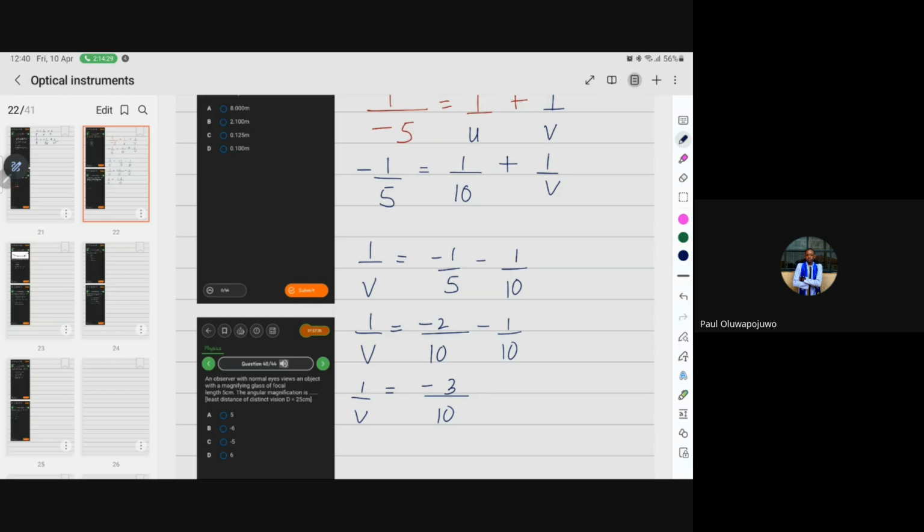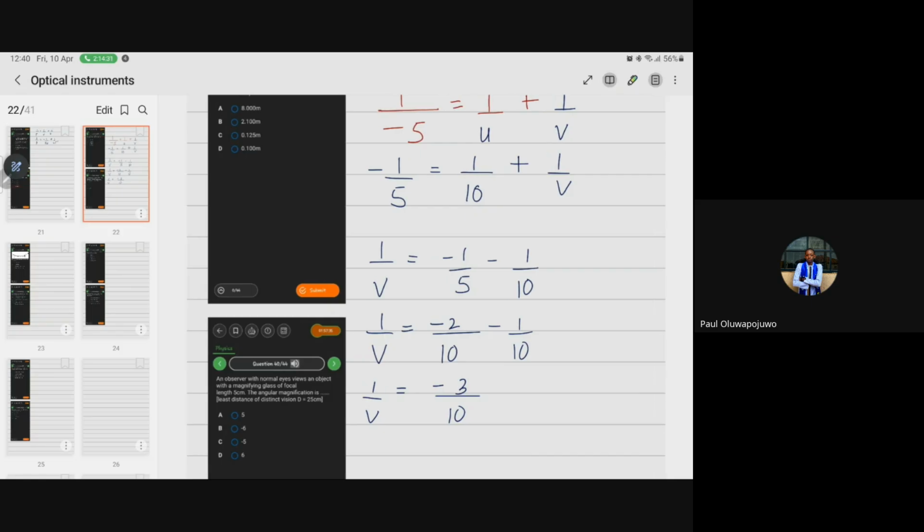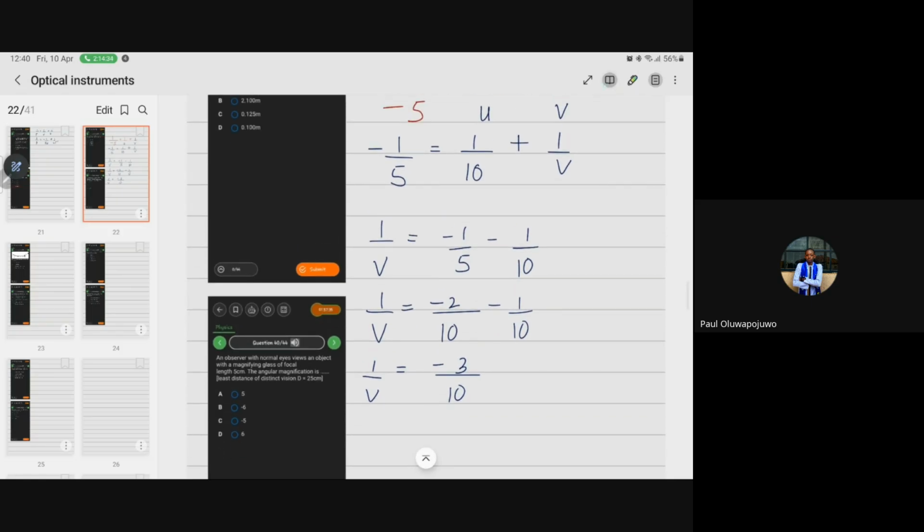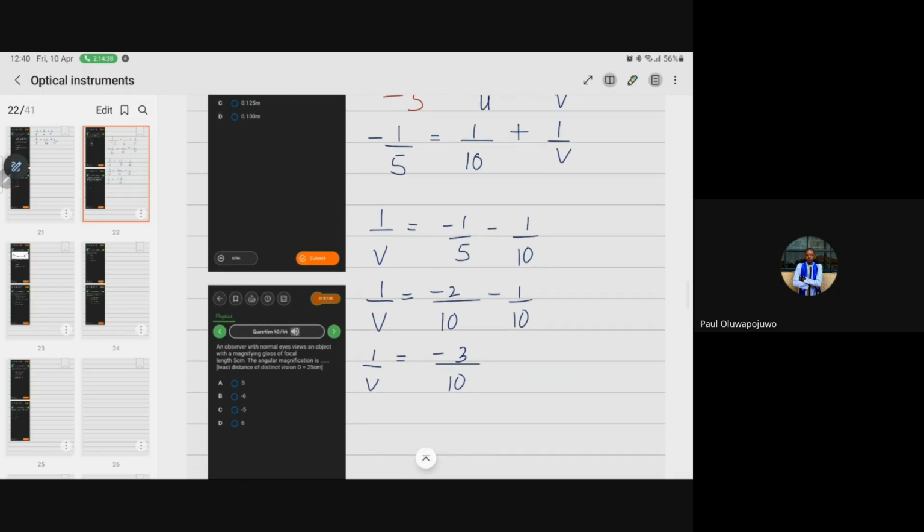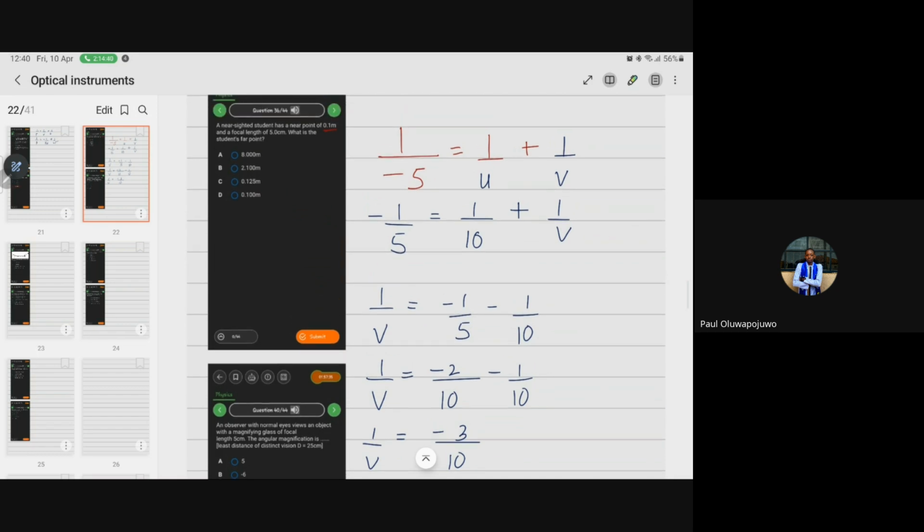Minus 1 over 5, you move over to the other side. All right. I'm doing the right thing, isn't it? Or didn't they account for the negative sign? Paul, should I read out what they did here? Yeah, did they account for the negative sign for the focal length? The focal length, no. They did not.